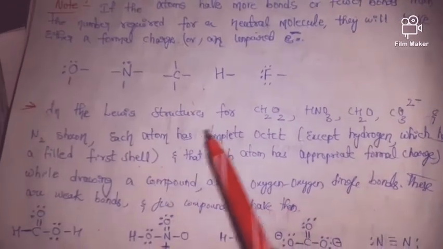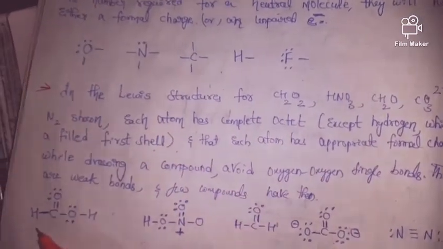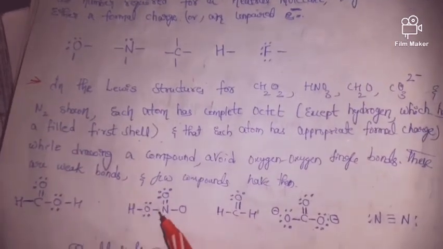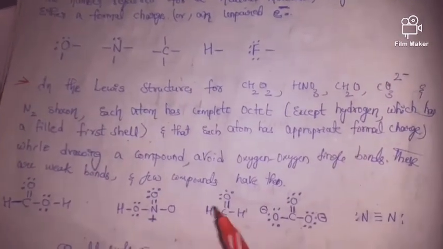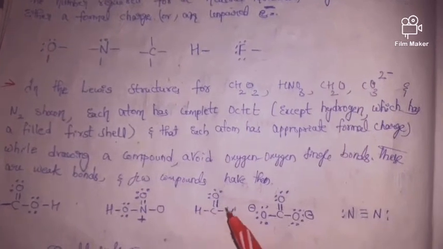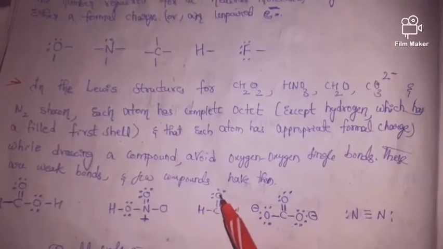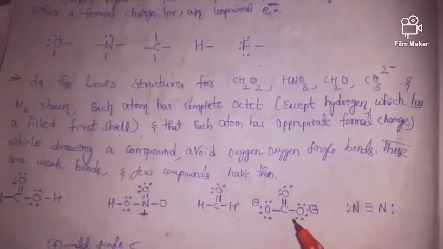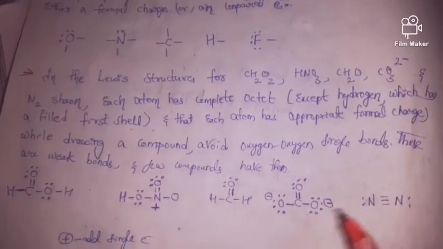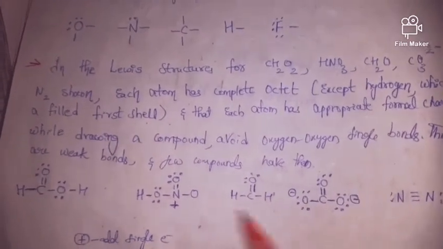Okay, see, in the Lewis structures for CH2O2 here. Next, HNO3, nitric acid. Next, HCHO, this is formaldehyde. Next, CO3 2 minus, carbonate. And N2. So let us try to observe the Lewis structures for these.